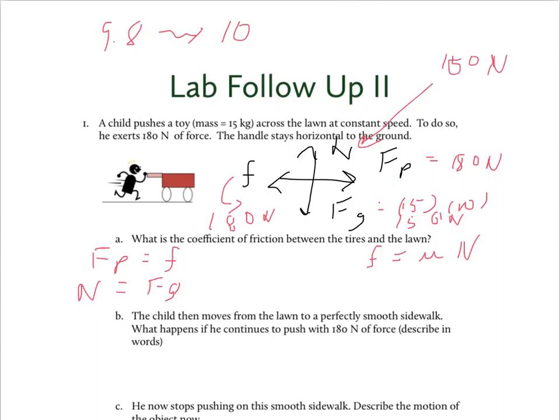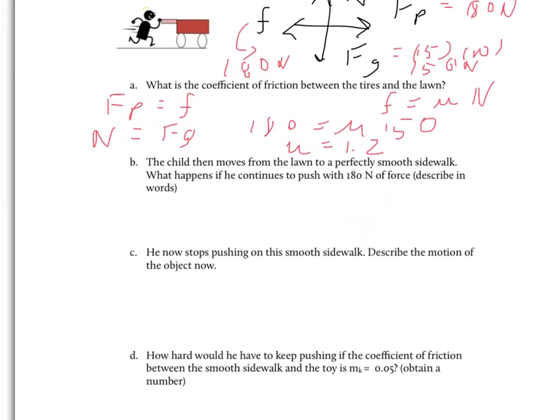So when we plug this into our equation, we're going to end up getting 180 is mu times 150, and that gives us mu equal to about 1.2. Excellent. Now, when we continue with part B, we want to know what happens if we continue with 180 newtons of force on a smooth sidewalk. Let's just redraw the free body diagram. So we're going to have normal, we're going to have weight, and we're just going to have the force of pushing.